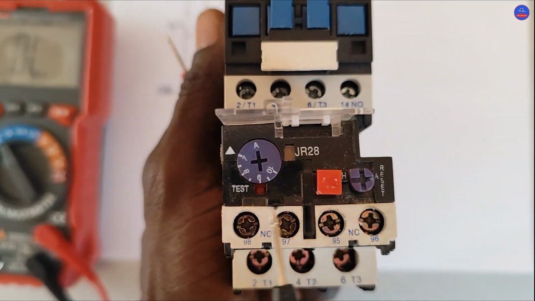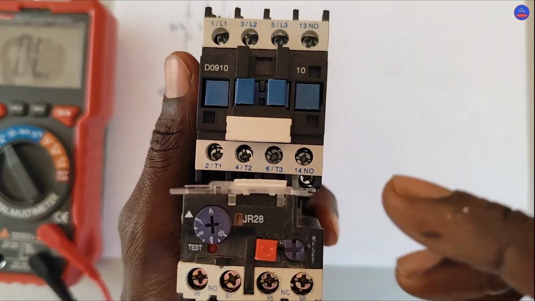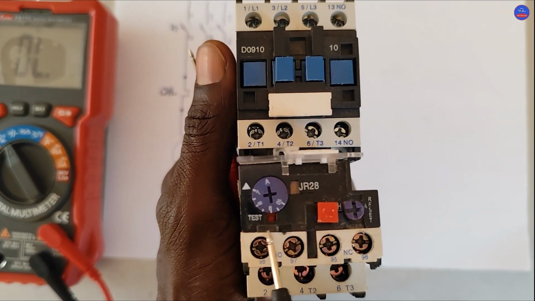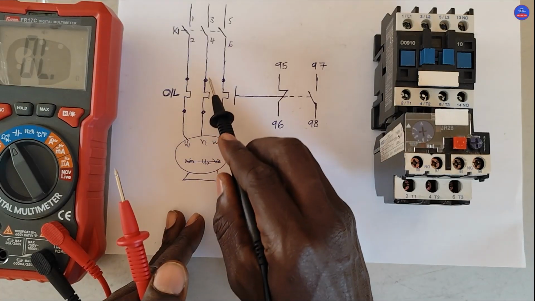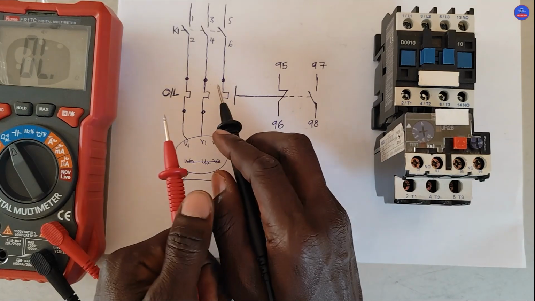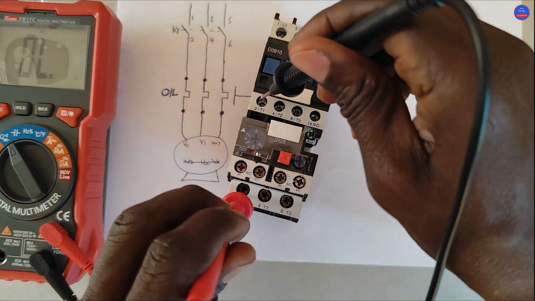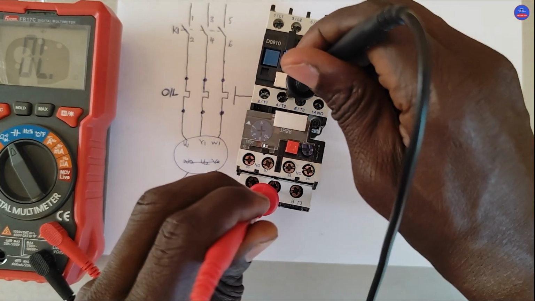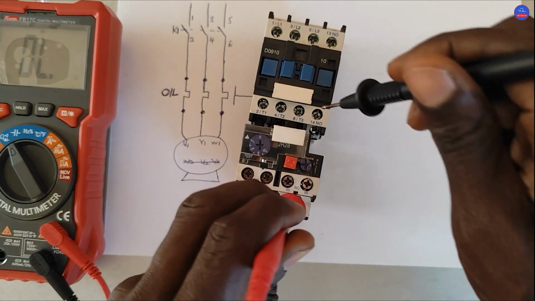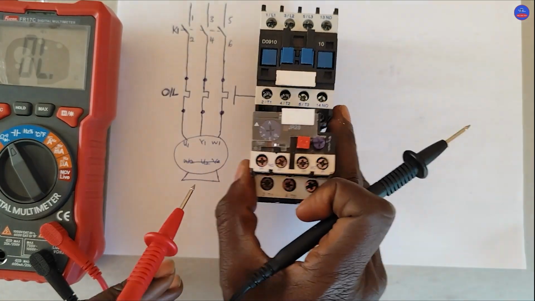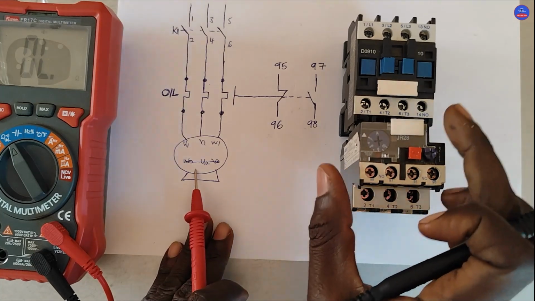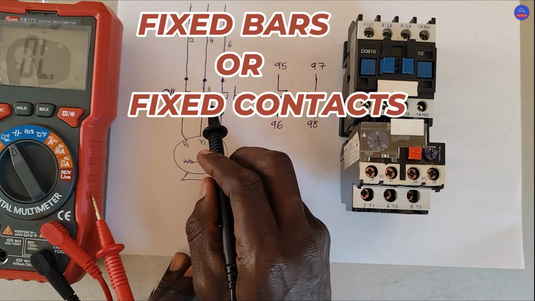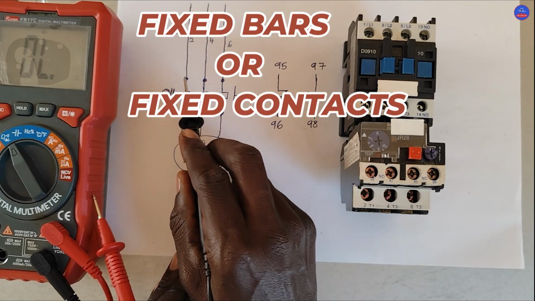Now I have tripped the overload manually. It is the same as it tripping when there is a fault in the system, but this one is just the manual side. Now I'm going to test the main heaters, whether they are open or not. You see, it is still reading. Still reading. Still reading. So it means that even under the tripped condition, these bars are still closed. It means that these bars are fixed bars. They are fixed contacts or fixed bars.